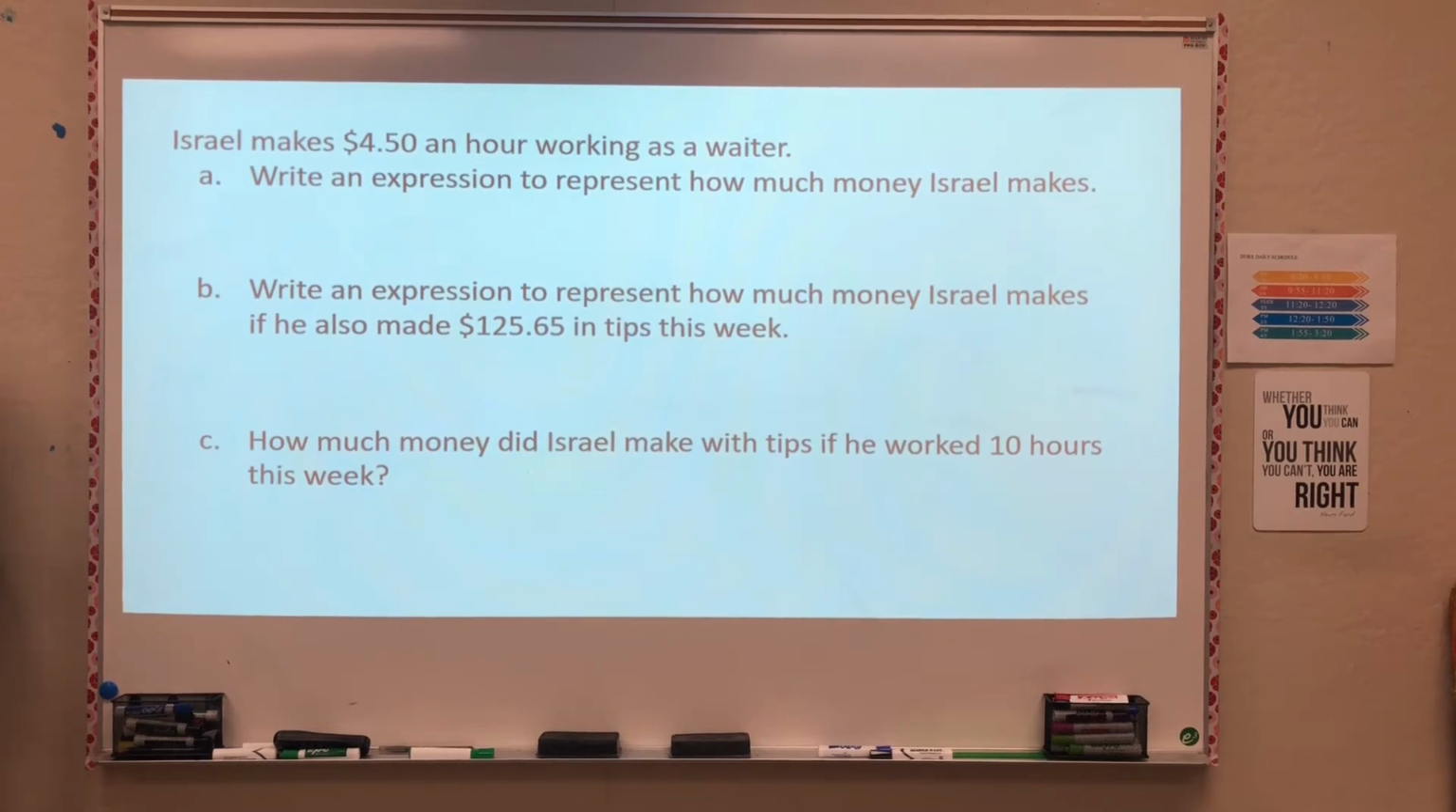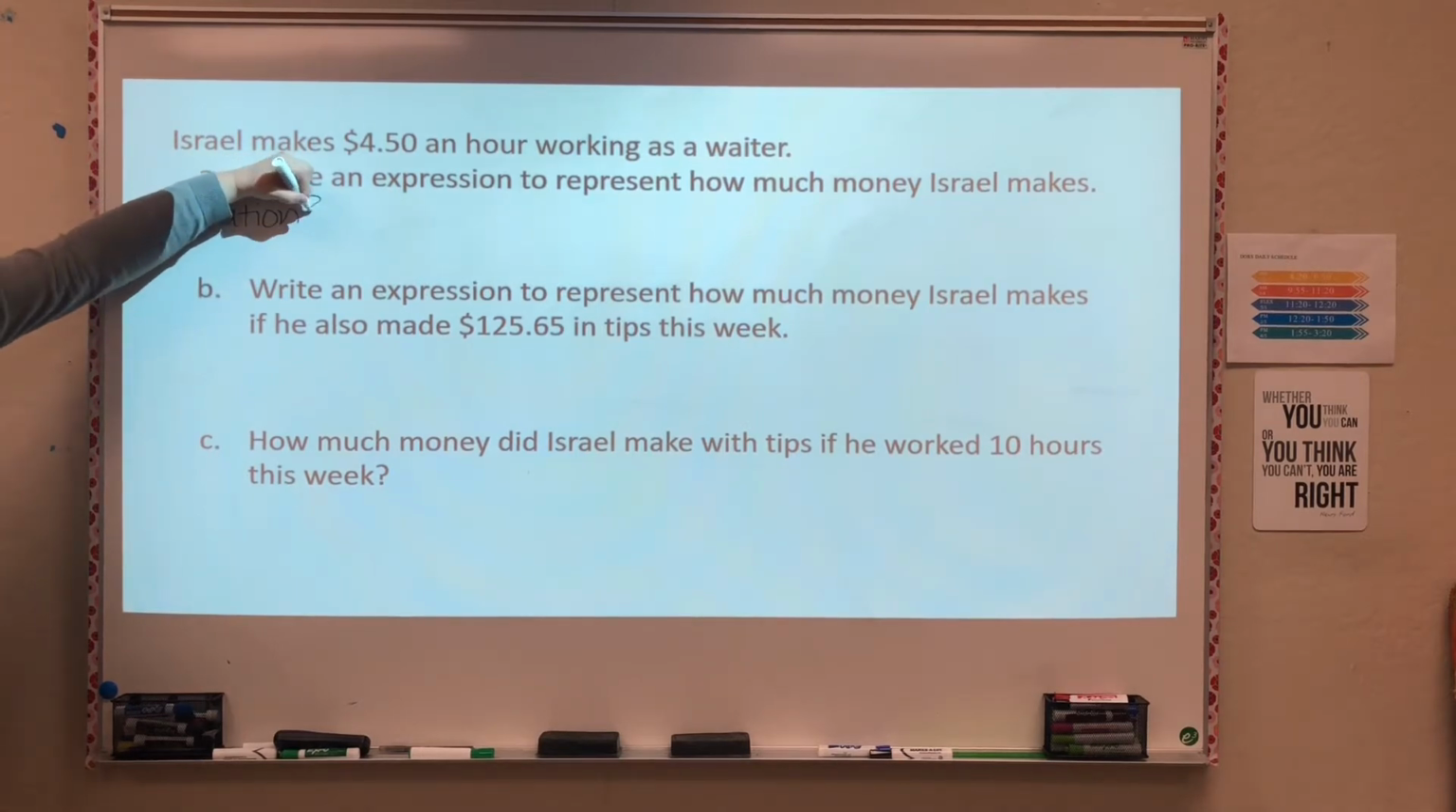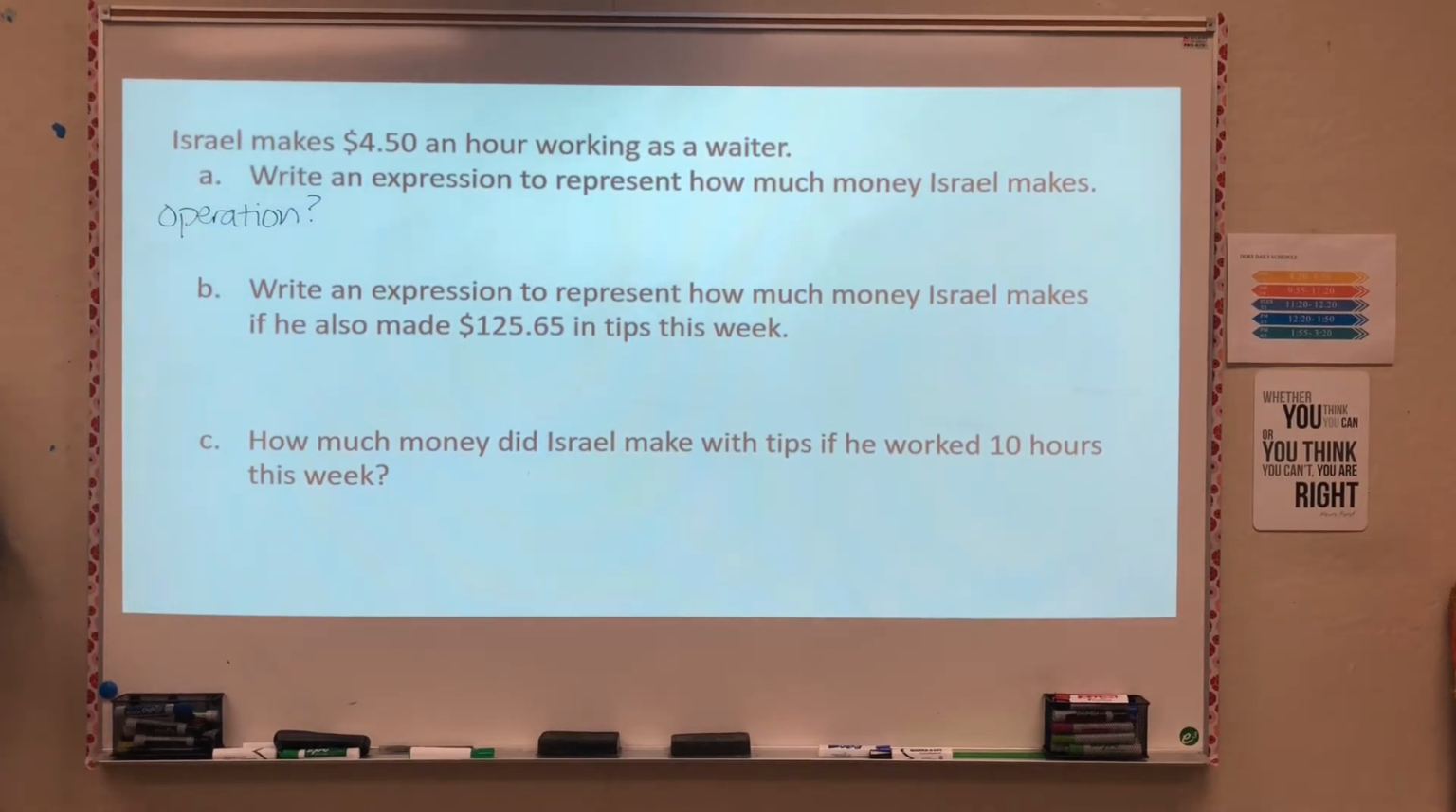Just looking at part A, tell me what you all are thinking. Money, for money. So you're already thinking what our variable could be. And I for Israel, or I don't know. The first question I asked you for that last one, do you remember what the first question I asked was? The first thing I asked is, what operation is this describing? If you figure out the operation first, you'll figure out what that variable is, because it's going to be the thing you don't know. Can we figure out what operation this is describing?